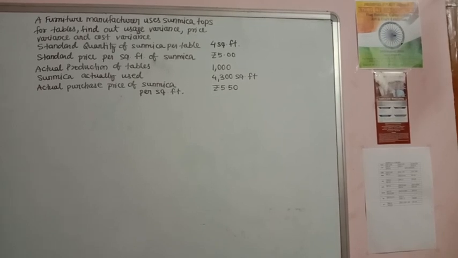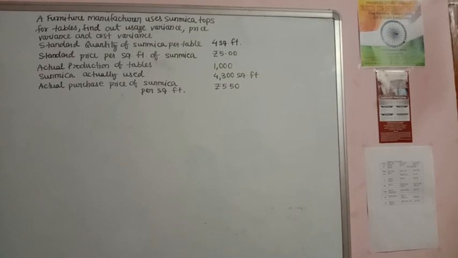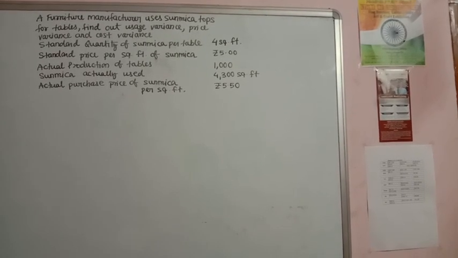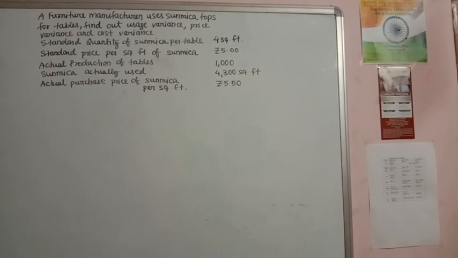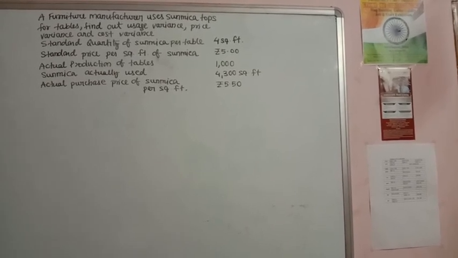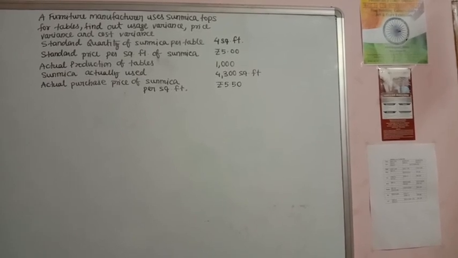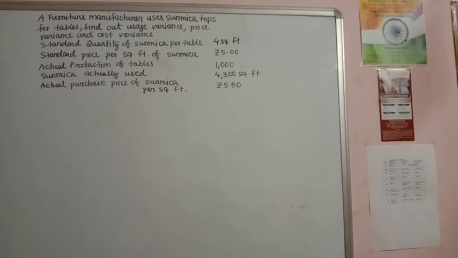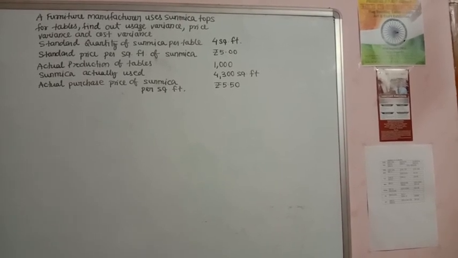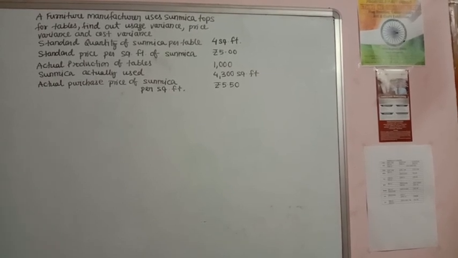It says standard quantity of Sunmica per table. Okay, one table requires 4 square feet of Sunmica. Then it says standard price per square feet of Sunmica. The standard price per square feet is 5 rupees. Actual production of tables, you are making 1000 tables. Then the Sunmica actually used is 4300 square feet. And the actual purchase price of Sunmica per square feet is 5.50.